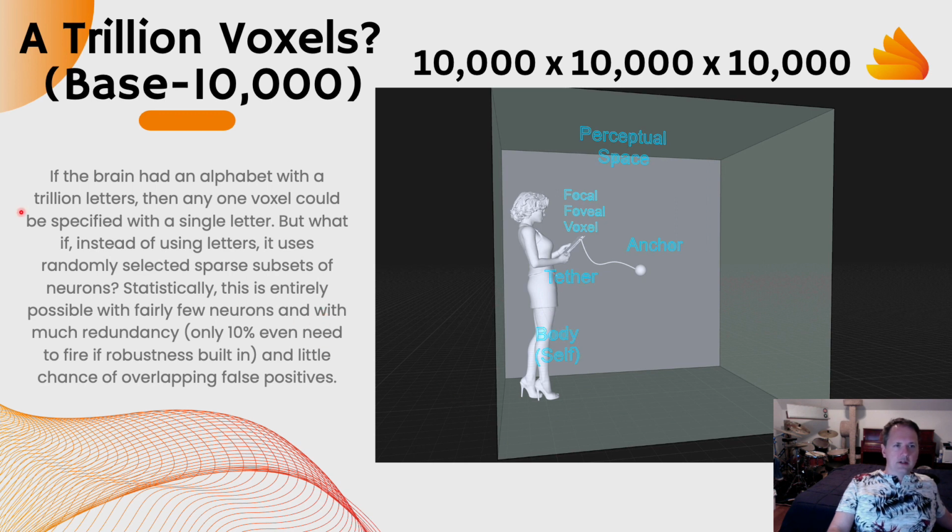The only disadvantage is now our alphabet needs to have 1 trillion letters in it. So just a really crazy big alphabet. But the advantage is any single voxel in here can be addressed with just a single letter. Okay, so now here's the real kicker.